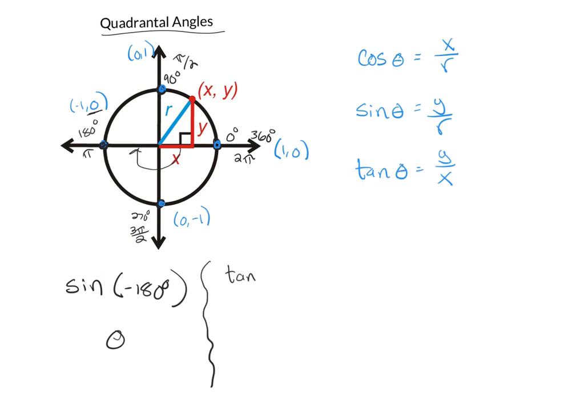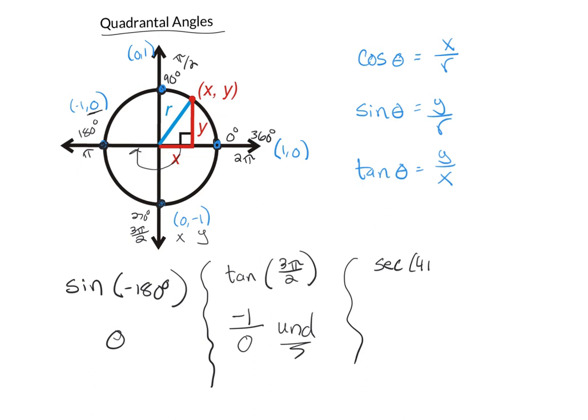Okay, and then tan of 3 pi over 2. So at 3 pi over 2, I have my y is negative 1 over my x is 0. We can't divide by 0, so that is undefined. Okay, next one, secant of 4 pi. So 4 pi is the same as going around the circle twice. So it's at the 2 pi basically, so 1, 0. Secant is 1 over cosine. Cosine is going to be your x, so 1 over 1, which is 1.